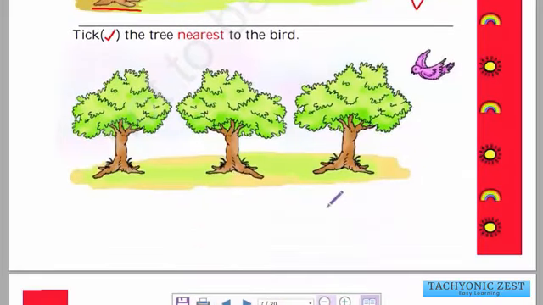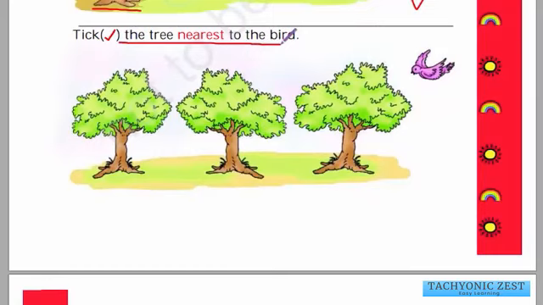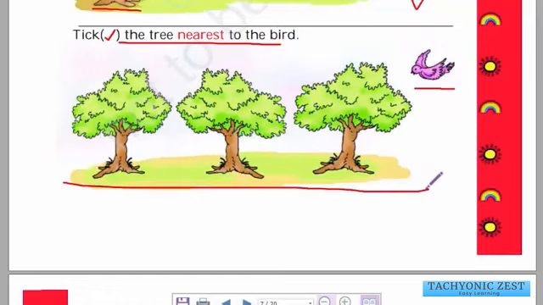The next question is, we need to tick the tree nearest to the bird. So this is the diagram of a bird, as we can see, and these are the diagrams of trees. Now we need to tick the tree which is nearest to the bird. So alright, I would like you to do this question on your own. Try it once. Alright, so now we'll see the answer.